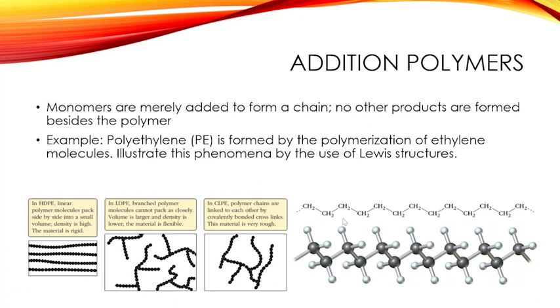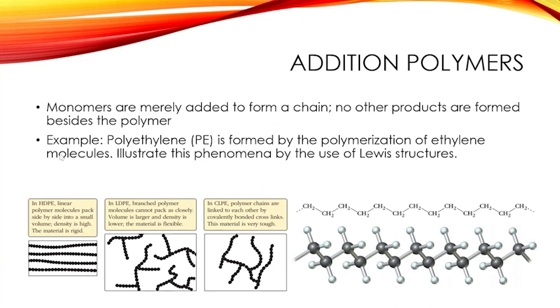Okay? This is the Lewis structure of polyethylene. You see that it is a continuous chain of ethylene molecules. This is one ethylene molecule. Ethylene is C2H4. So you see here that the two linked carbon atoms here compose one monomer. So we have here one monomer, another monomer, and so on and so forth until you form a very long molecule of your polymer. Okay?